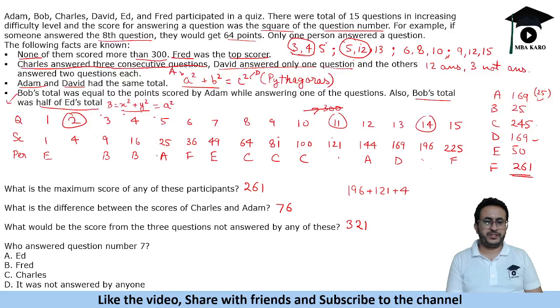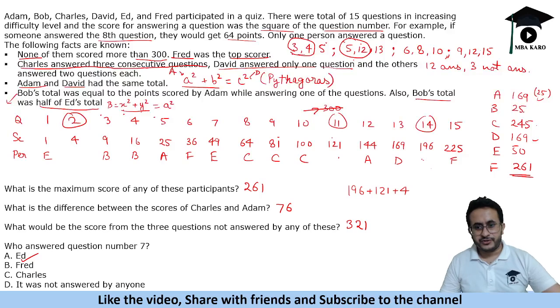And who answered question number 7? We can say that it was Ed who answered question number 7. So this was the solution to this set.